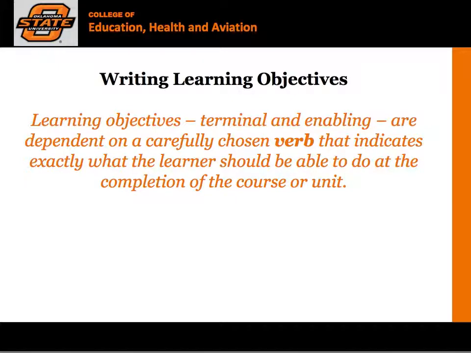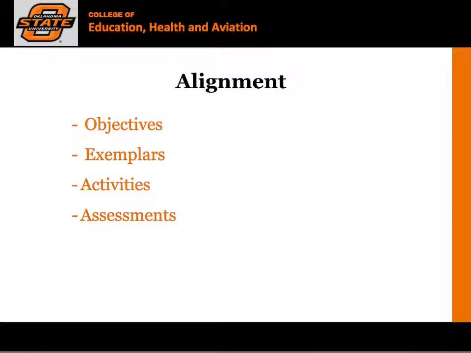So to the next part, alignment. This is one of the most important aspects of designing instruction. It's all about the alignment of your objectives, exemplars, activities or practice, and assessments. If these aspects aren't aligned, it's very possible that your learners may not meet your expected outcome.